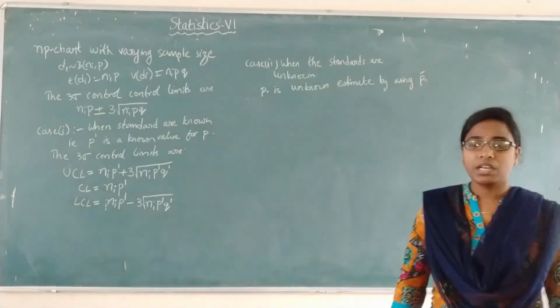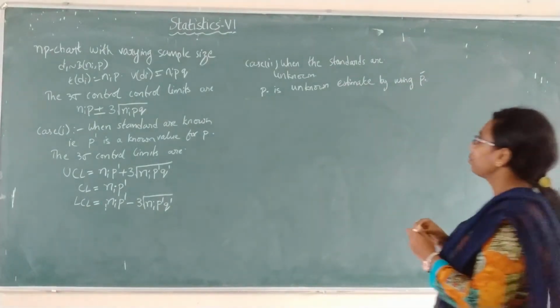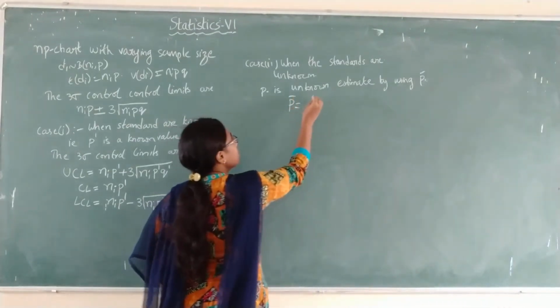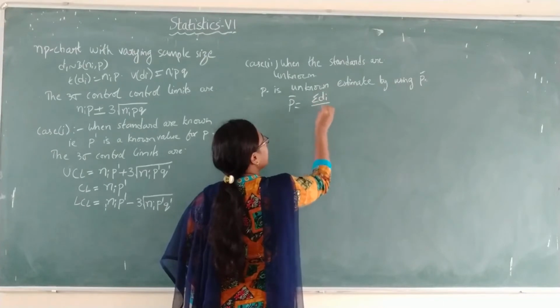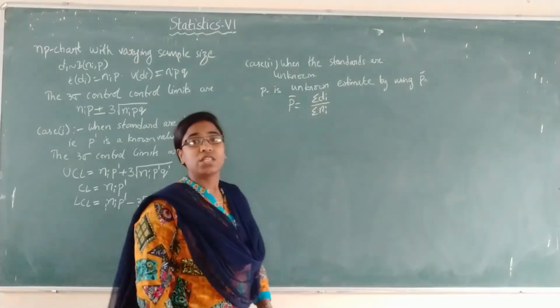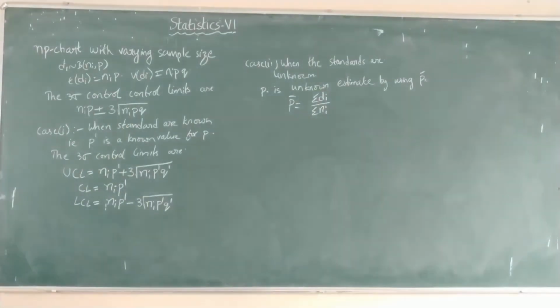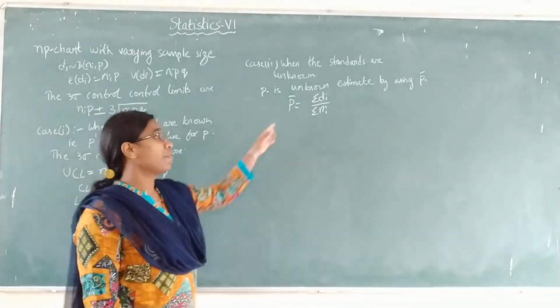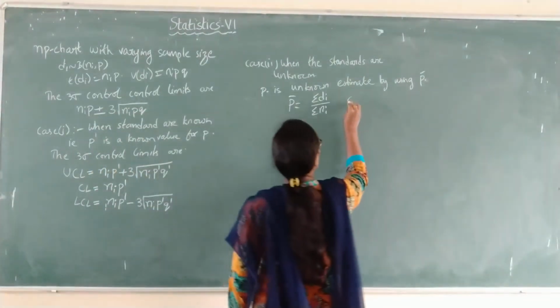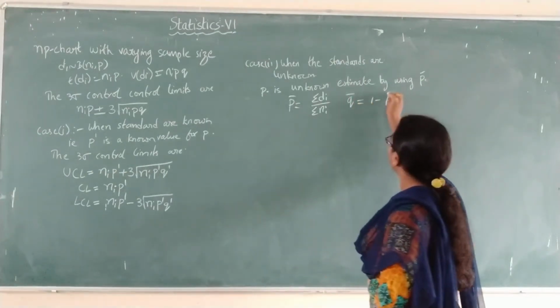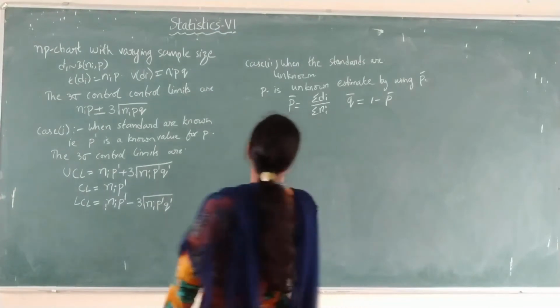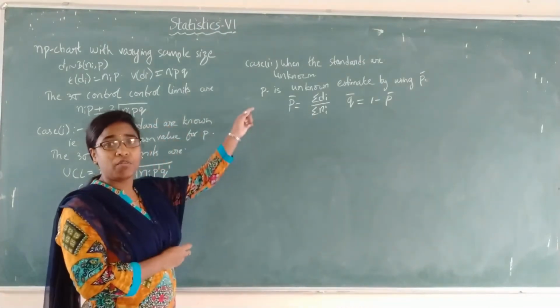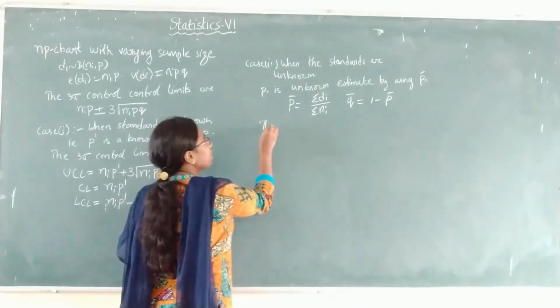So what is P bar? Here P bar equals to summation Di by summation Ni. So this is the P bar value, that is P bar equals to summation Di by summation Ni. So Di's and Ni's will be used to get P bar. Now write down the 3 sigma control limits.